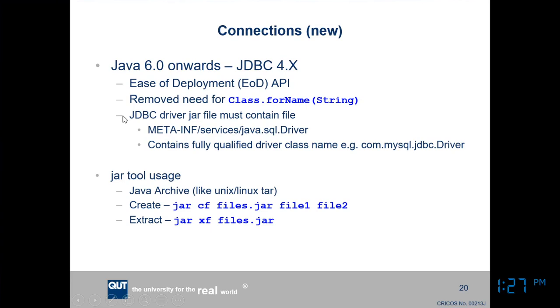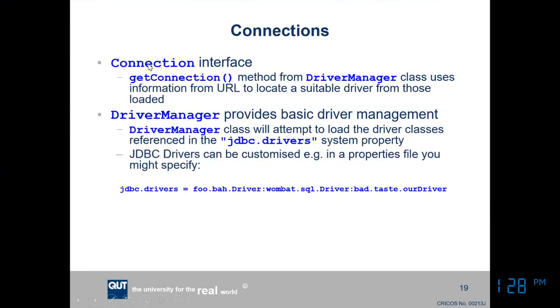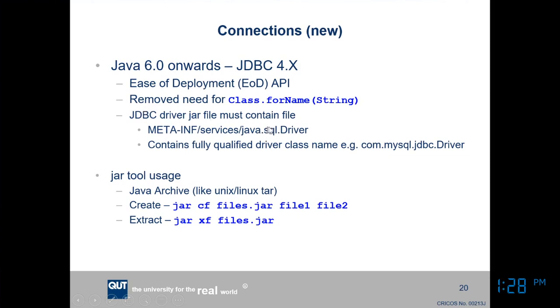In Java 6.0 onwards, we removed the need for Class.forName, which we didn't really want in the first place because it's kind of an ugly way of doing things. Instead, JDBC driver jars have a special file within their manifest. Jar files are just zip files. You can have a look in them and see this stuff. The idea is that it contains information that can be used by the DriverManager class in order to find this database.